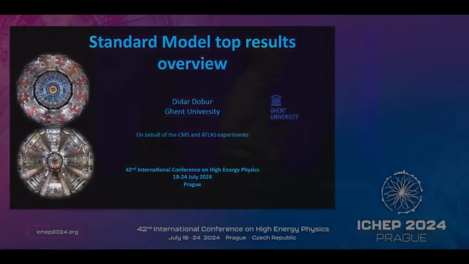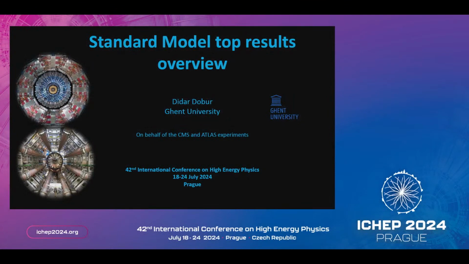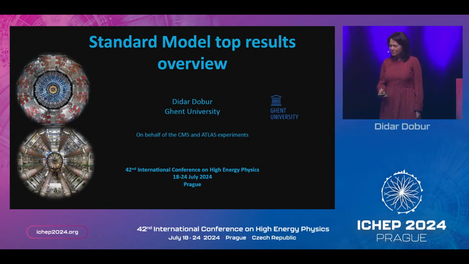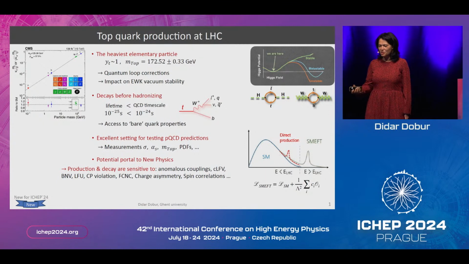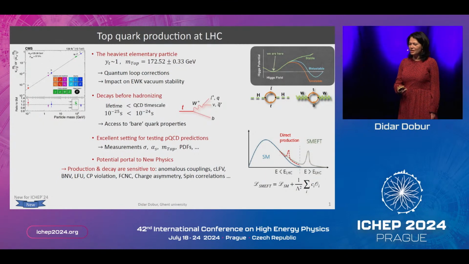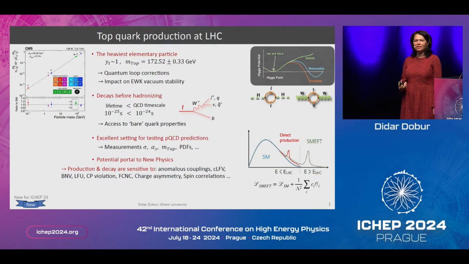Okay. Thank you, Andreas. It's a great pleasure to be here and represent my colleagues from ATLAS and CMS and present you top quark results we have obtained recently. So I guess we all agree that top quark is a special particle. With its Yukawa coupling nearly 1, the top quark is the heaviest elementary particle that we know of today.